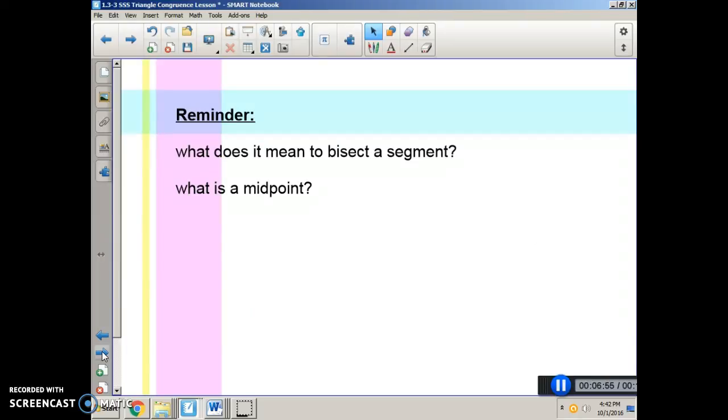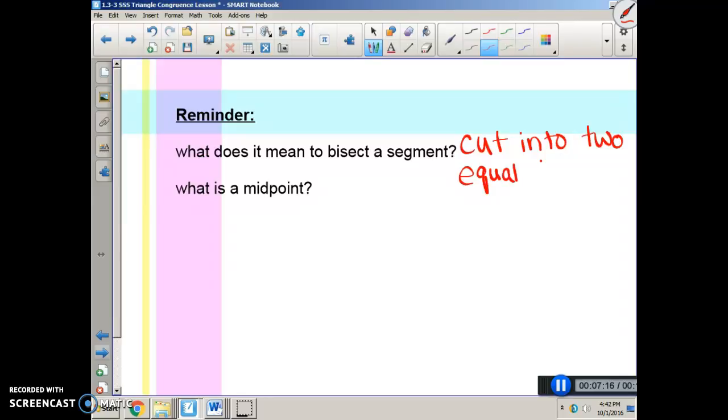Reminder, because we're going to keep looking at this. What does it mean to bisect a segment? Okay, so think about that for a minute. See if you can remember. Hopefully you can. All right. Bisect means to cut into 2 equal halves. If you did not remember that while I was giving you enough time to think of it, you'd better write that down because you need to know it. It's extremely important. You're going to see it pretty much every day for the next week. So you might as well write it down.